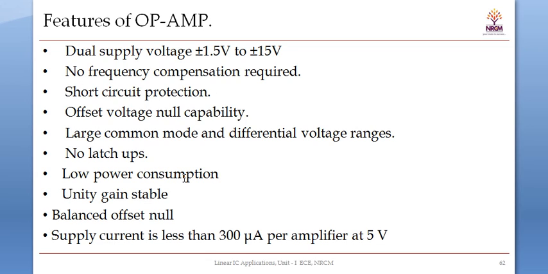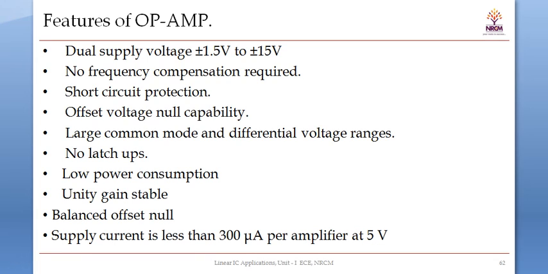Low power consumption. The amount of power dissipated or consumed by the op-amp is 85 milliwatt. Unity gain is stable, and balanced offset null is provided in the op-amp, and also supply current is less than 300 microampere per amplifier at 5 volt. So these are a few features of op-amp.